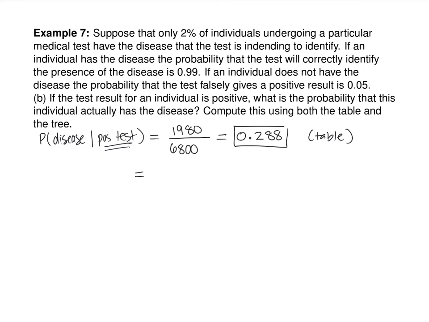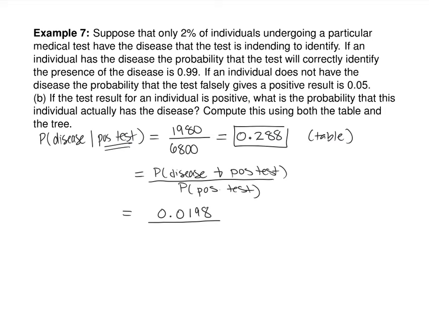You can also use the rule you have for conditional probabilities that says this conditional probability is the probability of disease and a positive test, divided by the probability of a positive test. Now on your tree, the disease and positive test has probability 0.0198.